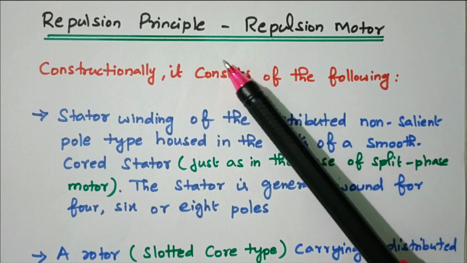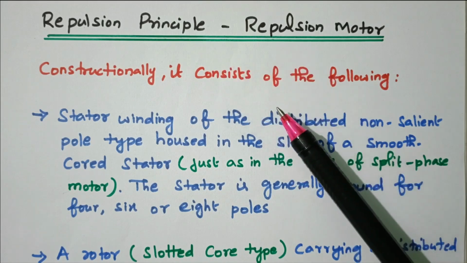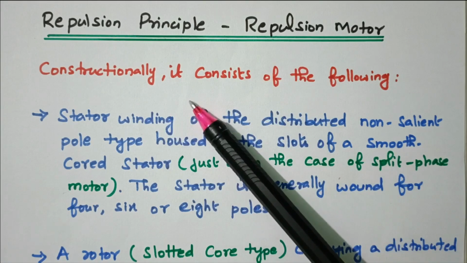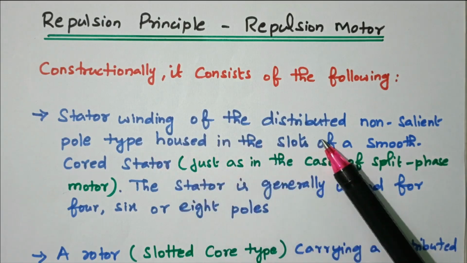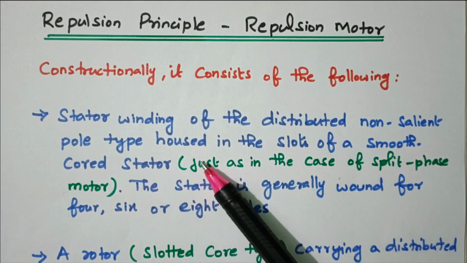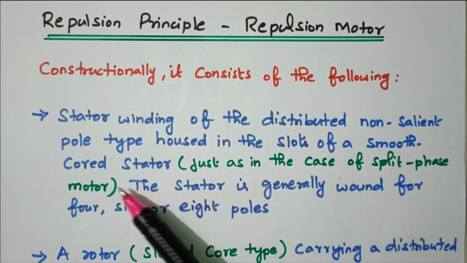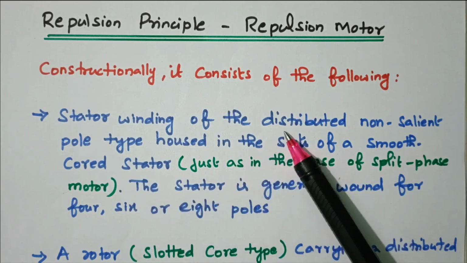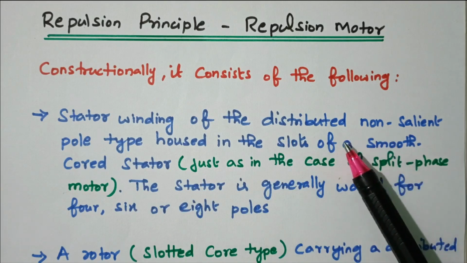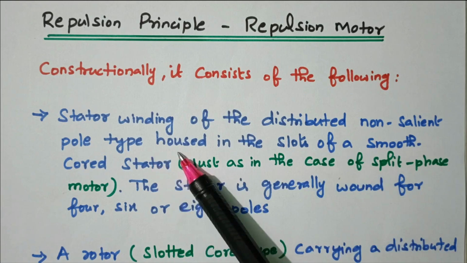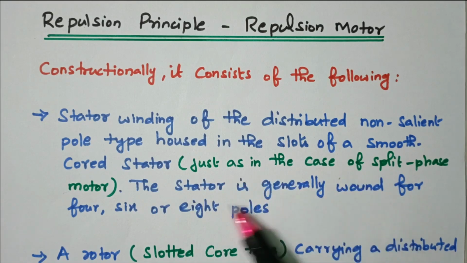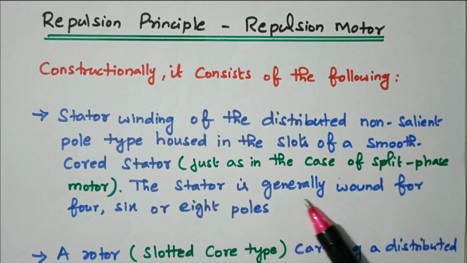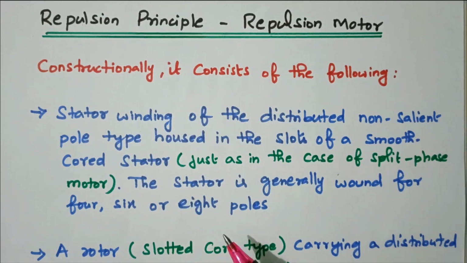Now we'll go to the topic, repulsion principle, repulsion motor. First we will see conceptually what details are available in the repulsion motor. Stator winding of the distributed non-salient pole type housed in the slots of a smooth cored stator. So it is a distributed non-salient pole, projection is not there. They are housed in the slots of a smooth cored stator, just as in the case of a split phase motor. The stator is generally wound for 4, 6 or 8 poles. So this is the detail about the stator.